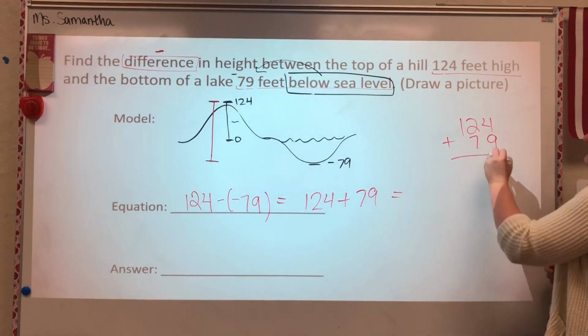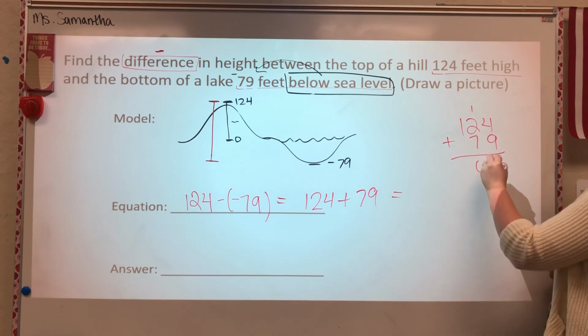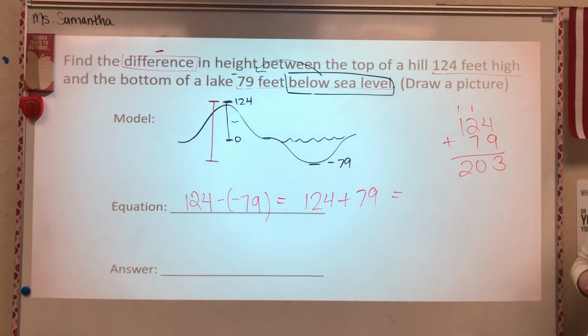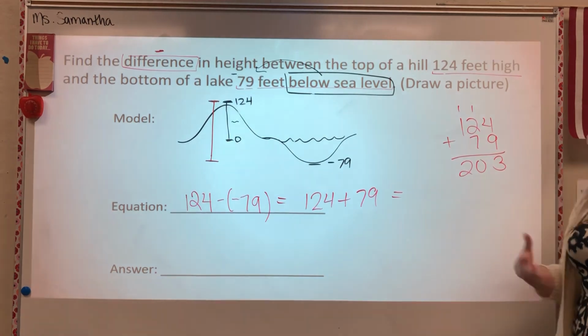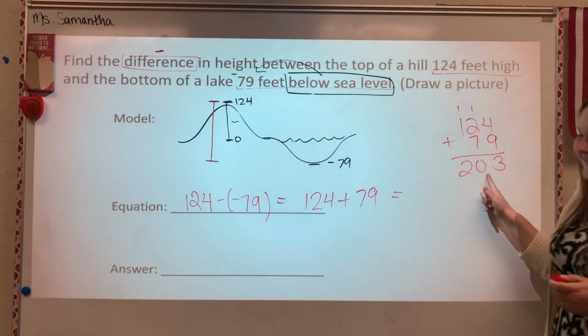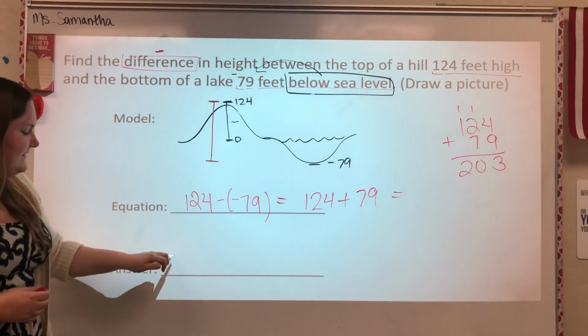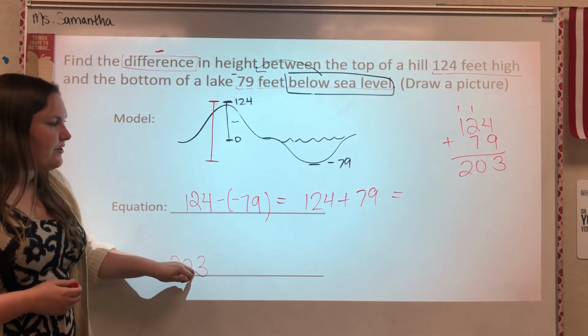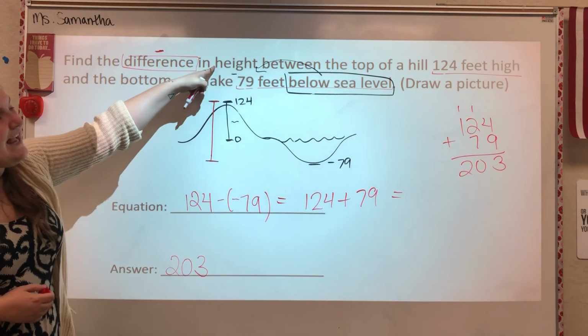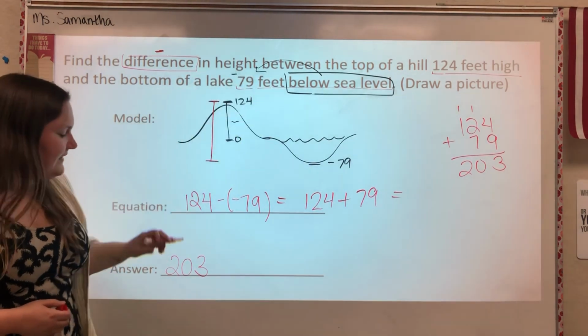If I go to add those, we get 13 there, 10 there, 203. Remember that estimate we made? We said it was going to be around 200. It's there. So our final answer, the question is, what is the difference in height? We could say the difference is 203. What are we measuring the height with? 203 feet.